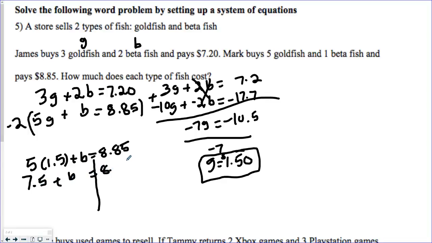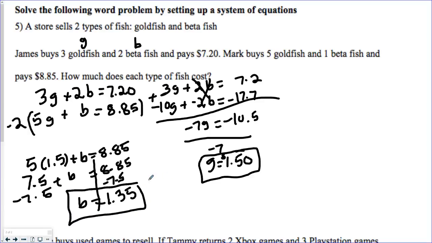And then again, bring everything else down. Don't forget to write your work. And then subtract 750 from both sides. And I get b is equal to, and if you take 885 minus 750, my bad, almost did that wrong there, you get $1.35. So one goldfish costs $1.50, one betta fish costs $1.35.